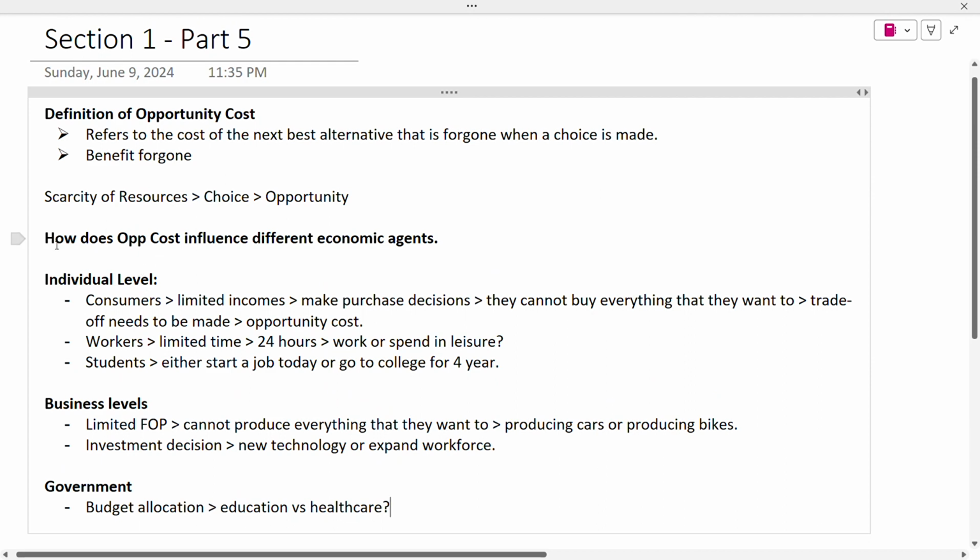Remember this, that this question is asked as a 4 marker in your exam papers as well, so you should know examples of how opportunity cost influences the decisions of different economic agents.